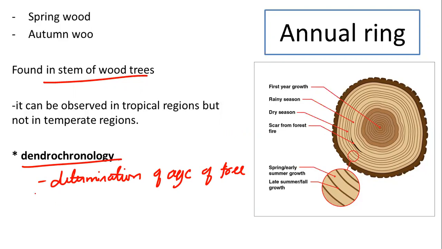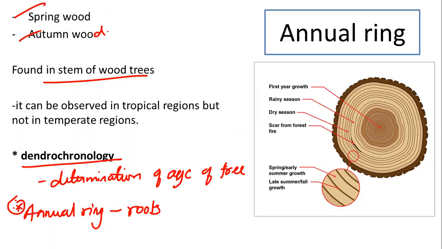Annual rings will not be observed in roots. Remember, this is a very important point. Annual rings are not present in roots; they will be present only in woody stems. These annual rings are of two types, formed based on the year, on temperature and such things. The two types of wood are spring wood and autumn wood.